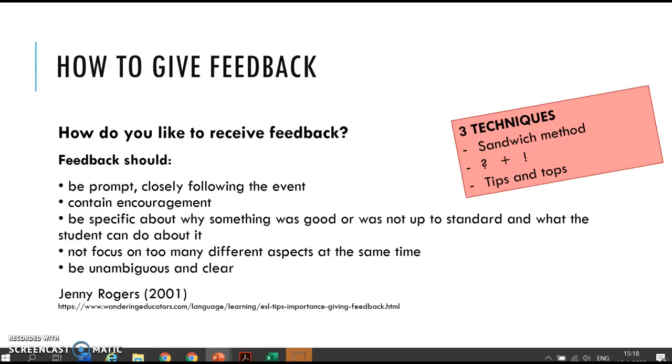A few techniques to give feedback are, for instance, the sandwich method, which is that you say something positive first, then you give the feedback, or feed forward rather, and say something positive again. It could also be that you start with a question and then an encouragement, or you give tips and tops, maybe let peers give tips and tops, you yourself as well.